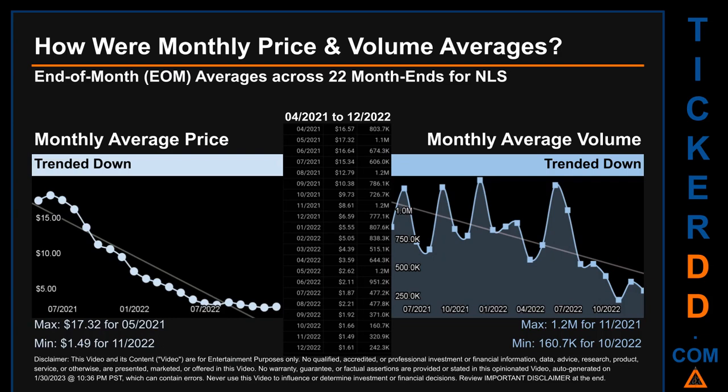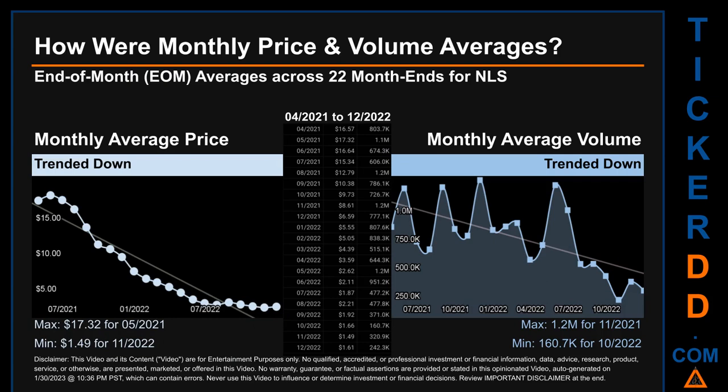How were price and volume averages for NLS? Across 448 trading days, there were a total of 22 month ends, of which monthly averages for daily price and volume were calculated. Overall, monthly price average trended down while monthly volume average trended down.